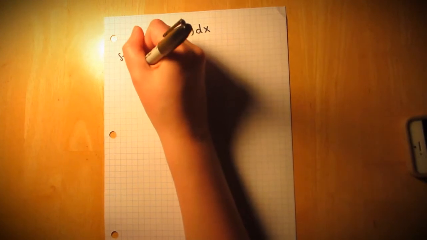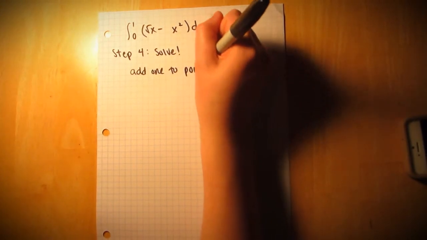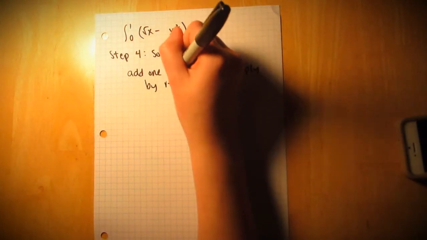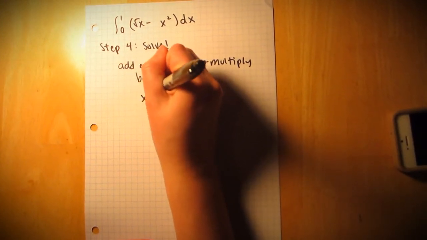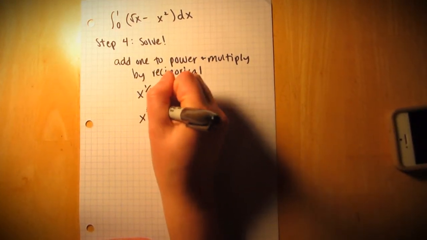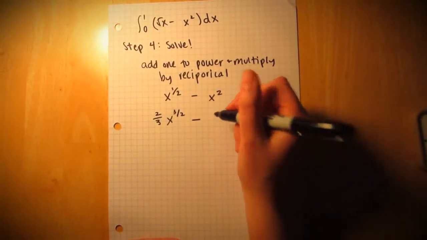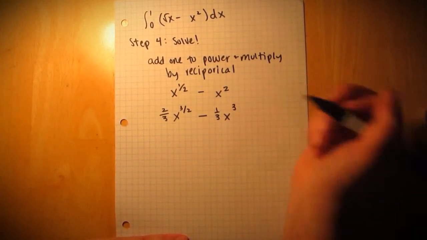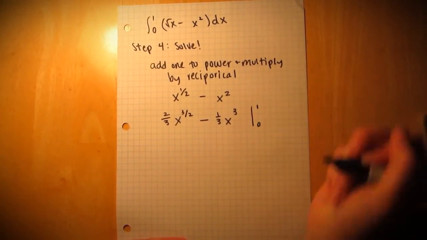To take the antiderivative, you add 1 to the power and multiply by its reciprocal. So for the square root of x, we're going to write it as x to the 1/2, just to make it easier to add 1. So you would add 1 to the 1/2 to get x to the 3/2, and then you'd multiply by the reciprocal, which is 2/3. And then for x squared, you'd add 1 to make it x to the 3rd, and then multiply by 1/3 because that's the reciprocal of 3. So this is your antiderivative, and then you would plug in 1 and 0 in order to solve it.